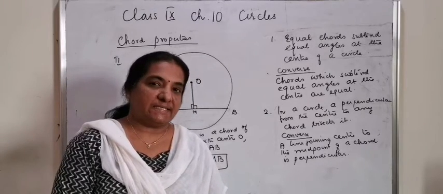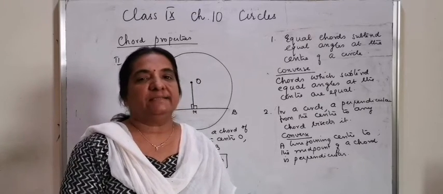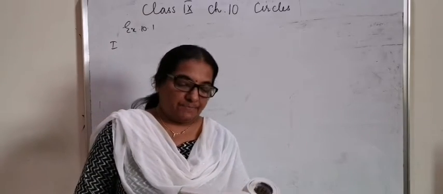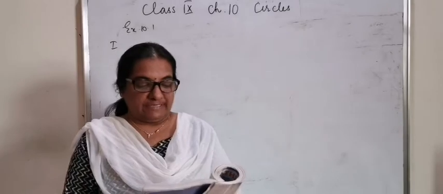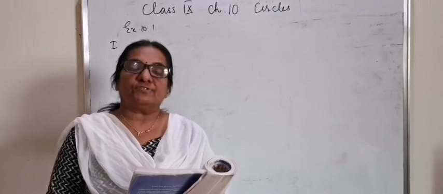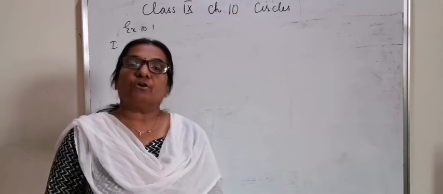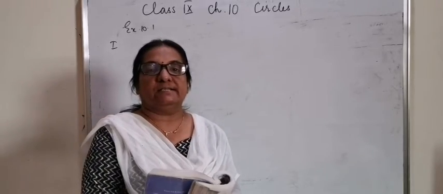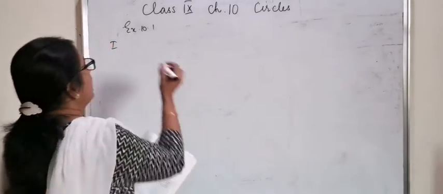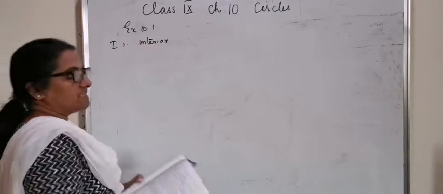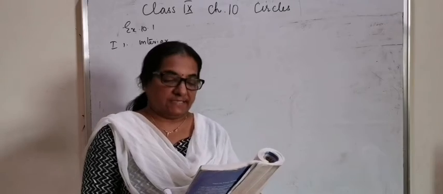Let's proceed with exercise 10.1 and 10.2. Exercise 10.1, question number 1, fill in the blanks. The center of a circle lies in the interior or exterior of the circle. The answer is in the interior of the circle. First answer is interior of the circle.